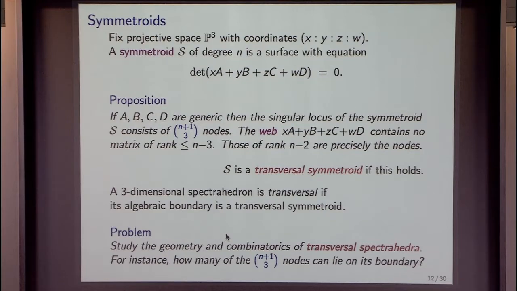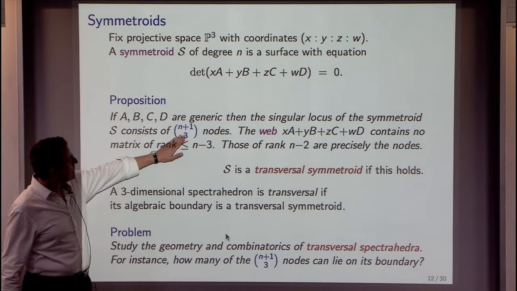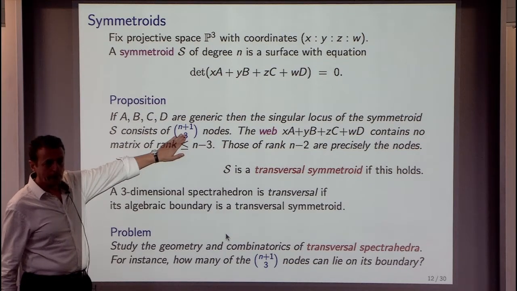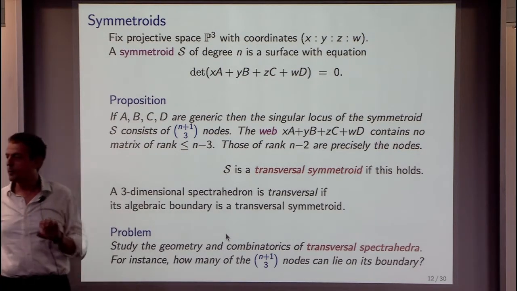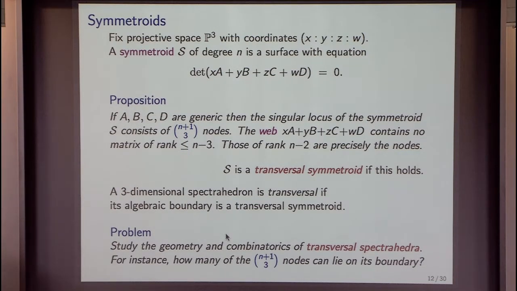These are the simplest singularities. These are the little corners that we saw on the samosa. So for example, if n is 2, the number is 1. Right? Those were my quadratic cones at the beginning. If n is 3, this number is 4. Right? So a cubic spectrahedron is expected to have 4 nodes. If n is 4, this number is 10.